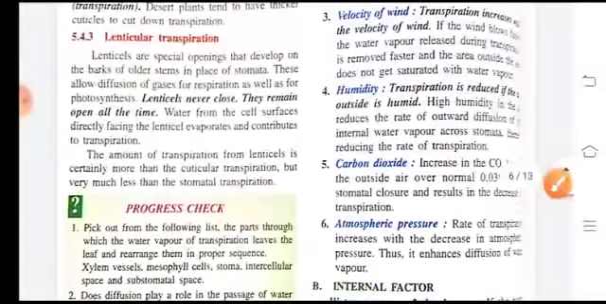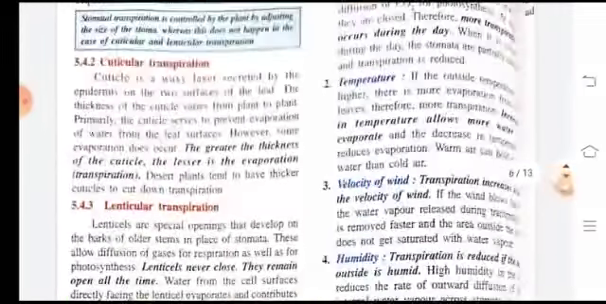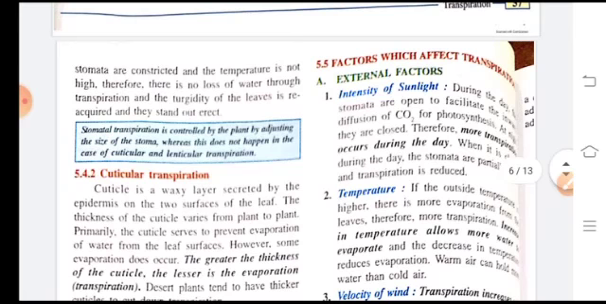This is all for today, children. Next we'll read about the factors which affect the transpiration process.